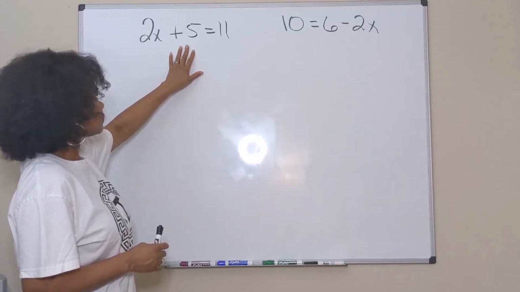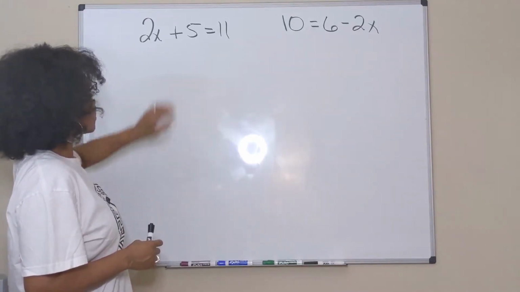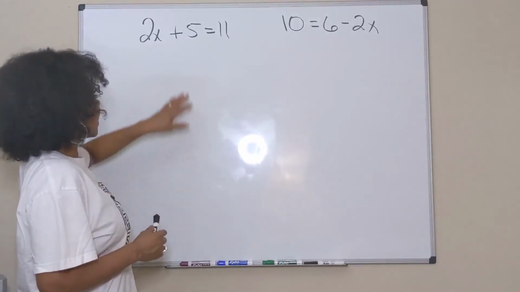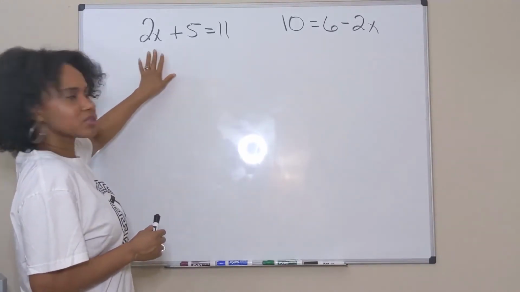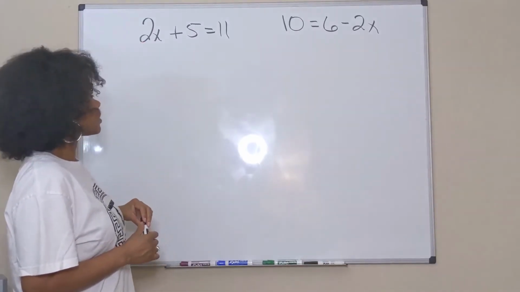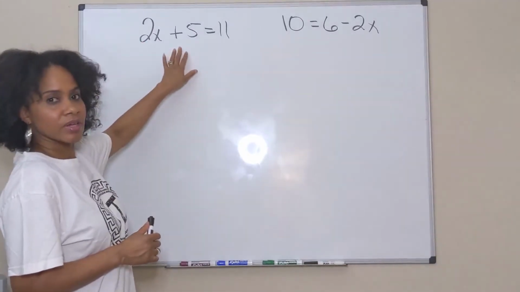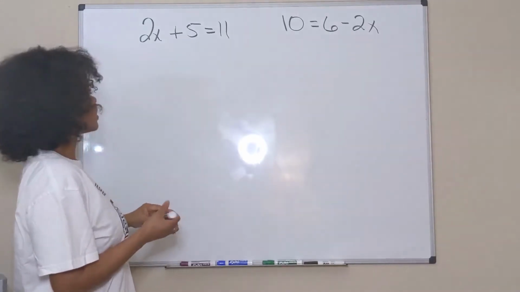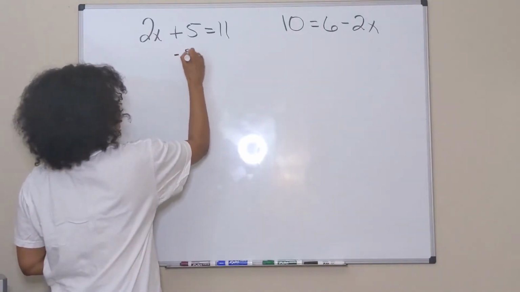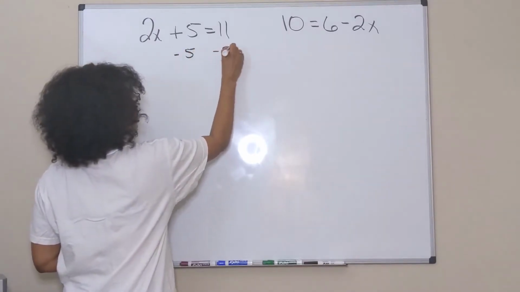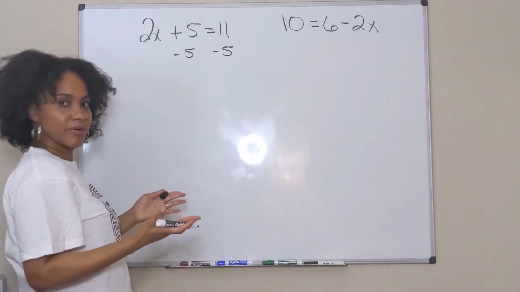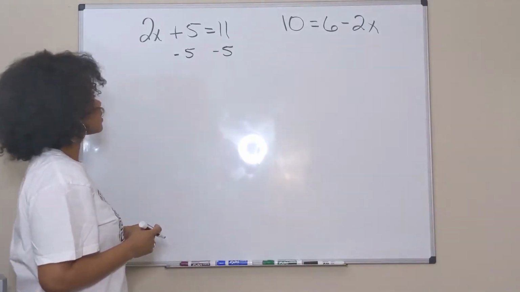So right here, let's look at this one. I have 2x plus 5 equals 11. I have a plus 5, so it's not attached to that variable, and I want to perform the inverse operation to plus 5. The inverse of addition is subtraction, so I want to subtract 5 from both sides. We want to do the same thing on both sides to keep the equation balanced.